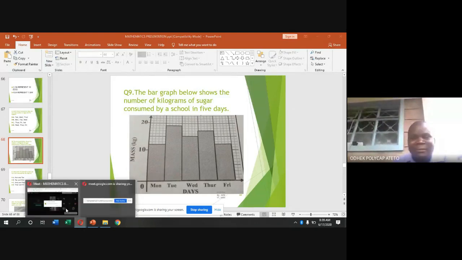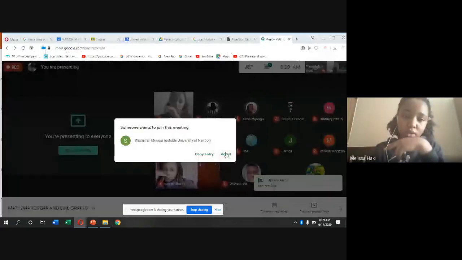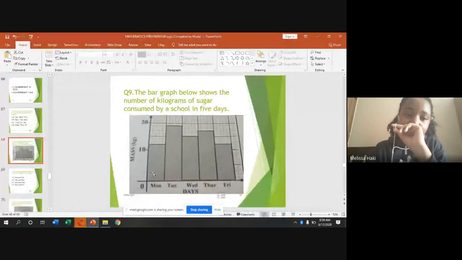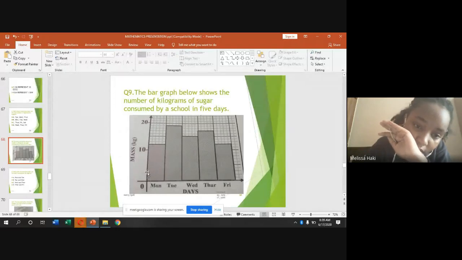Nobody wants to pick? Oh, Melissa? 1 centimeter, show the horizontal one. 1 centimeter represents 1 day, and the other one, 1 centimeter represents 5 kgs.